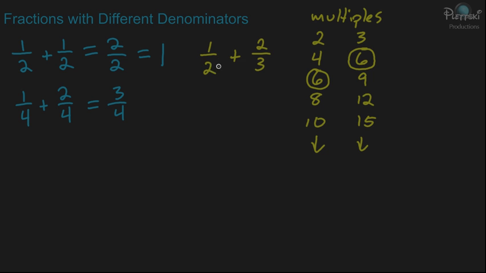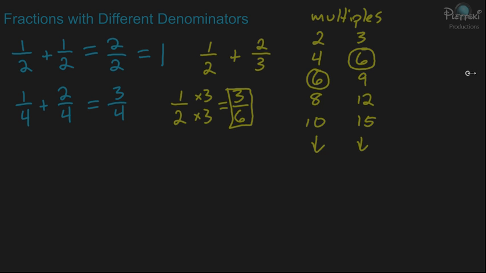So we can change 1/2 so that it has a 6 on the bottom. And the way we do that is, well, how many times do we have to multiply 2 by to get to a 6? Well, we have to multiply it by 3. And we're going to do the same thing to the top. That's one thing with fractions. If you change the bottom, you have to change the top by the same multiple. So 2 times 3 will give us 6. And 3 times 1 will give us 3. So 1/2 is equivalent to 3/6.